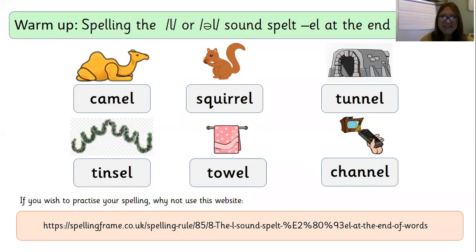So here goes. Our words were camel, squirrel, tunnel, tinsel, towel, and channel. Don't worry if you've made any mistakes. Just change the spelling or write it correctly next to it. If you'd like to do some more practicing of your spelling with the EL, OOL spelling at the end of words, you could use this website below, and it's a fun game for you to play.